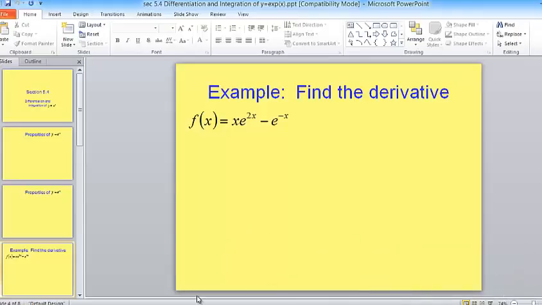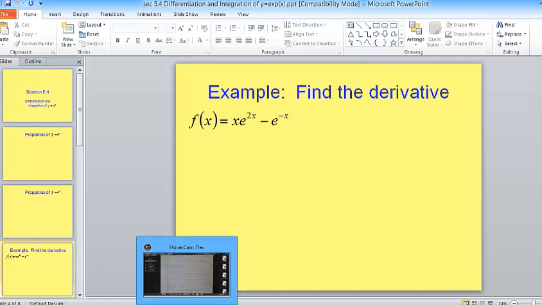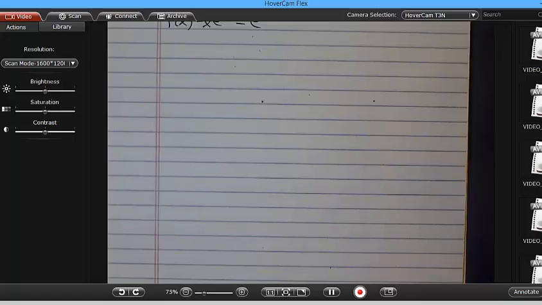Find the derivative of this function. F of x equals x e to the 2x minus e to the negative x. So here I go. I want to find the derivative of this thing. Well, what rules am I going to be using in this example, guys?